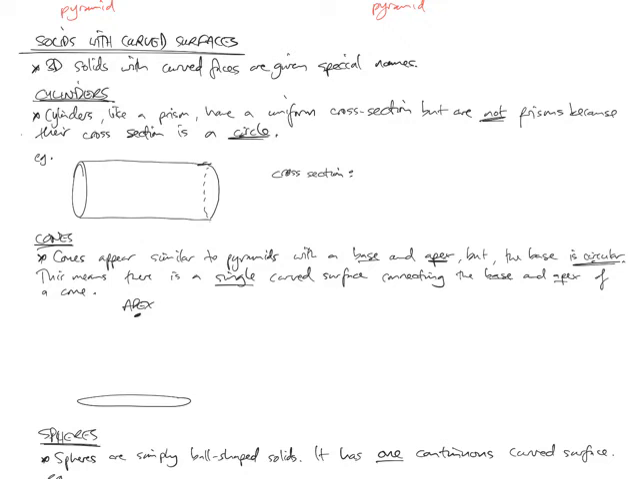Solids with curved surfaces. So now we're dealing with curves. 3D solids with curved faces all have their own special names. So cylinders are like a prism. They have a uniform cross-section. The problem is they're not a prism because the cross-section is not a polygon. It's a circle. So this is a cylinder here. If you were to cut a cross-section through it, at the one end, at the other end, it would always be a circle. So the cross-section is circular. Therefore, it is a cylinder.